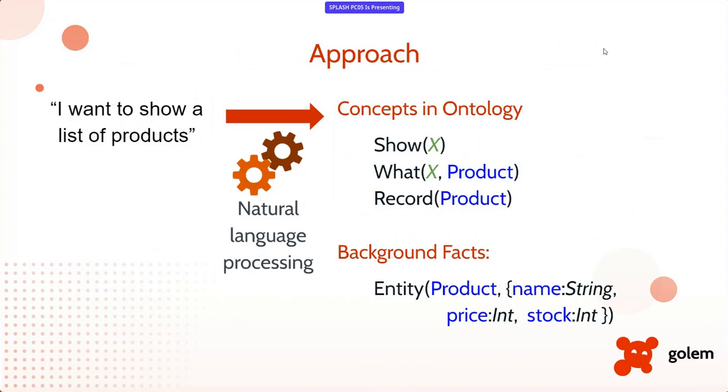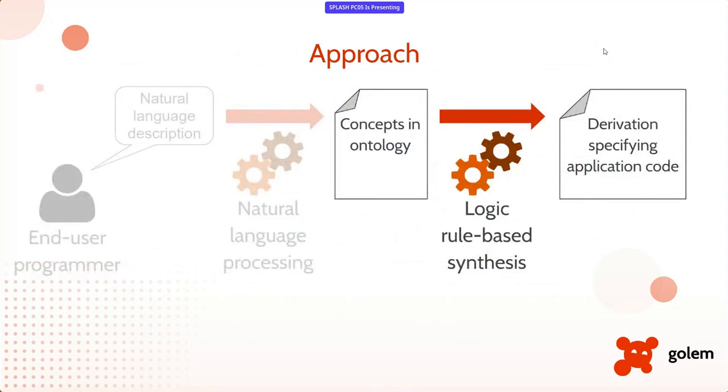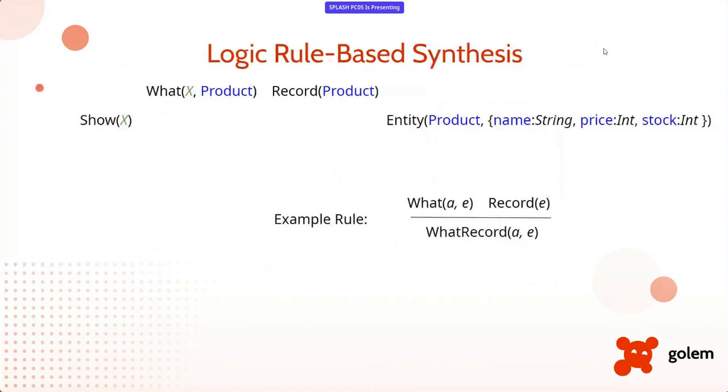Now, we might also have some background facts, right? So in general, this is a tool not just for creation of programs, but for evolution of programs. And so we might have information around that says, oh, there's already a concept called product in this application. Products have names, price, a list of stock, maybe some other information. So we can combine what the user tells us with some background information as the basis for program synthesis. So let's look at the next step, going from those concepts in the ontology to a derivation specifying application code. This is more the focus of the talk today.